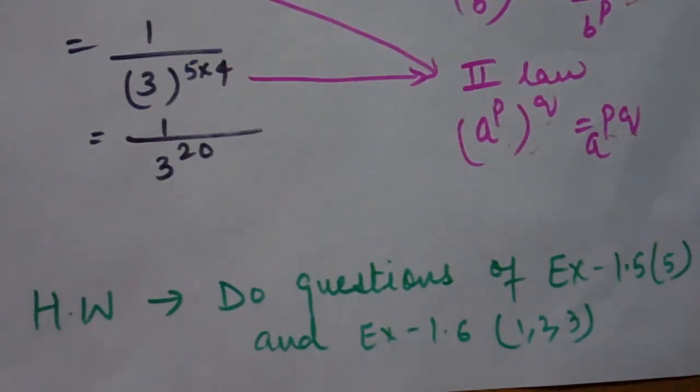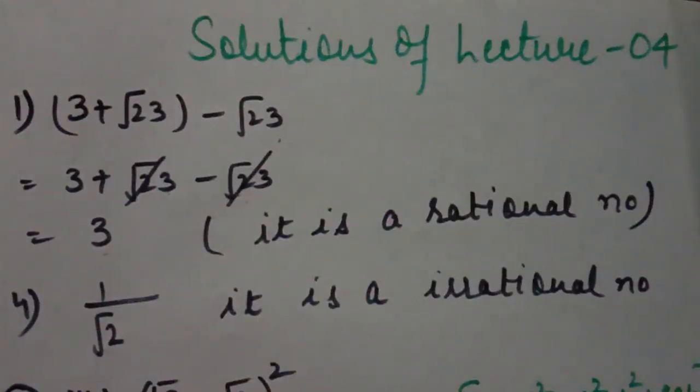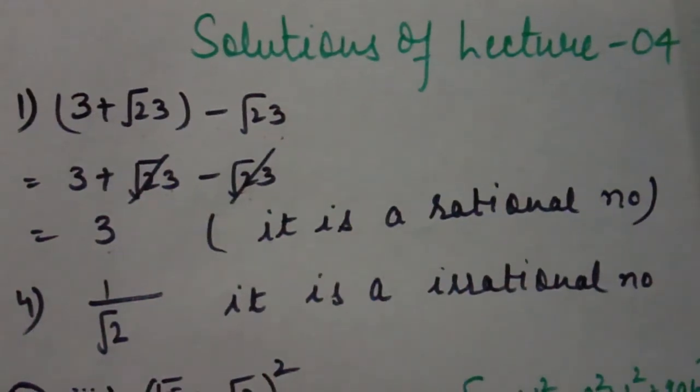Now the solution of your lecture 4. In lecture 4, we discussed rational numbers, irrational numbers, terminating and non-terminating numbers. So students, now I will take some questions from exercise 1.5. The first question is, classify the following numbers as rational or irrational numbers. In this question, 5 parts are there.